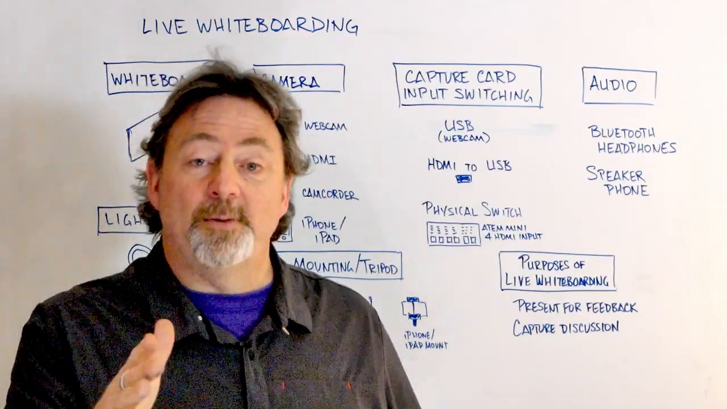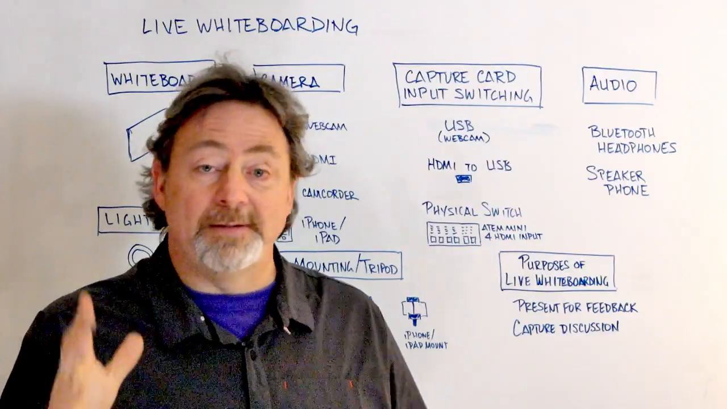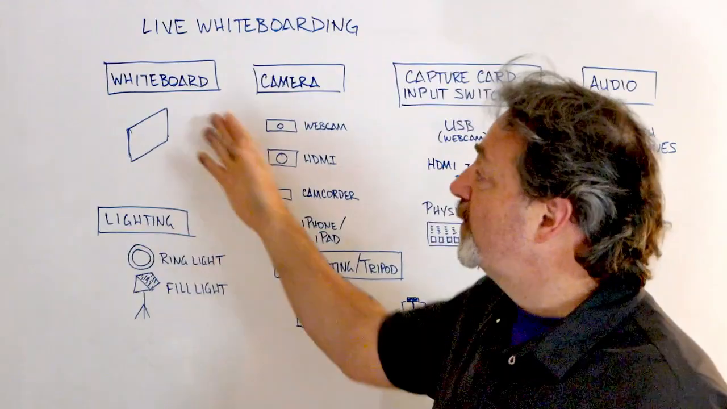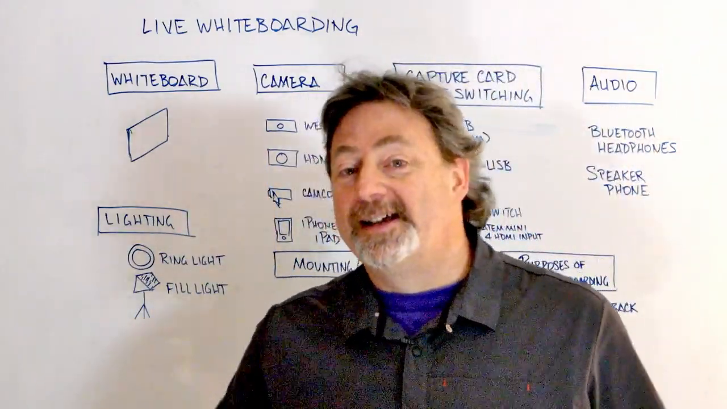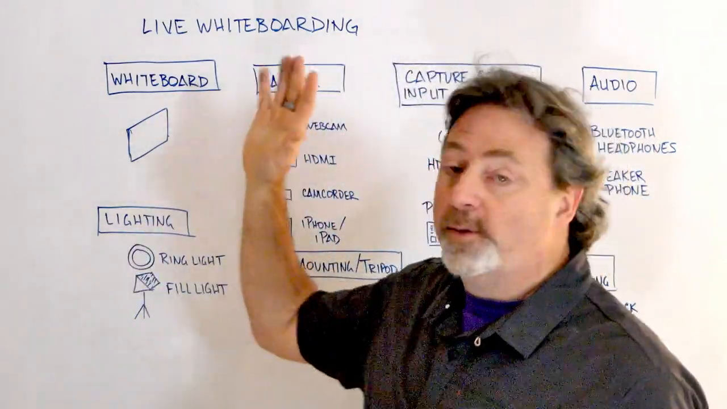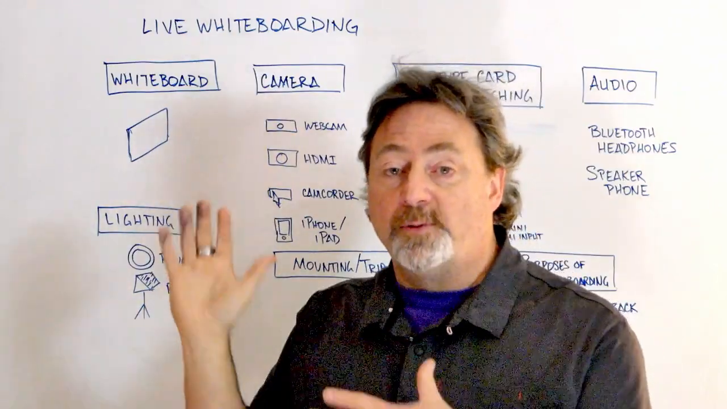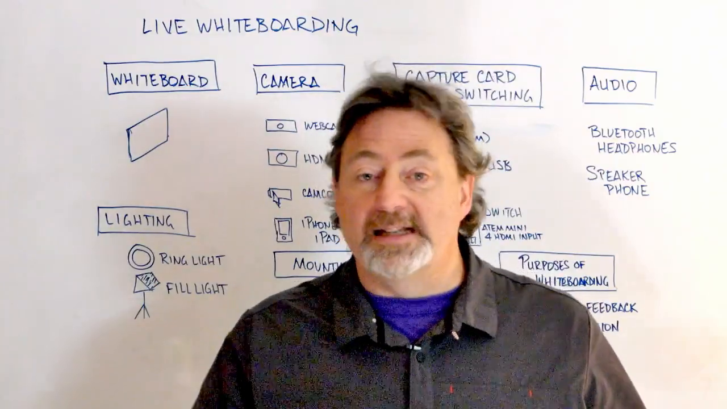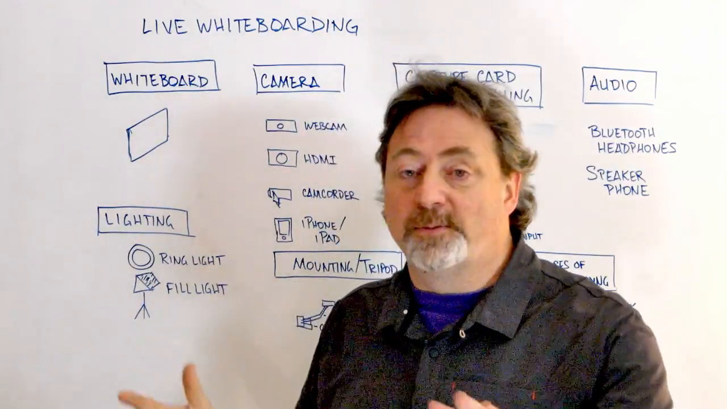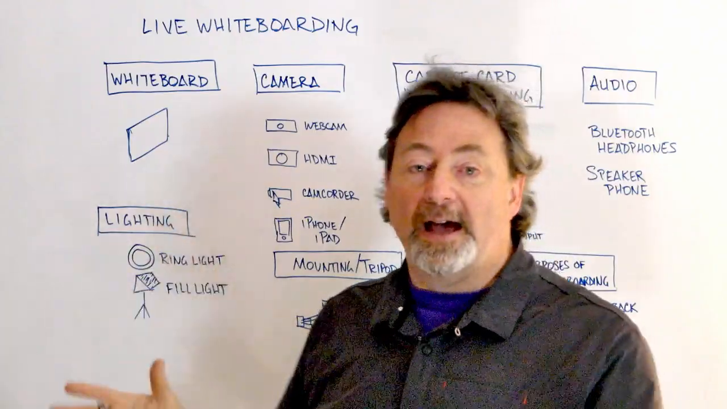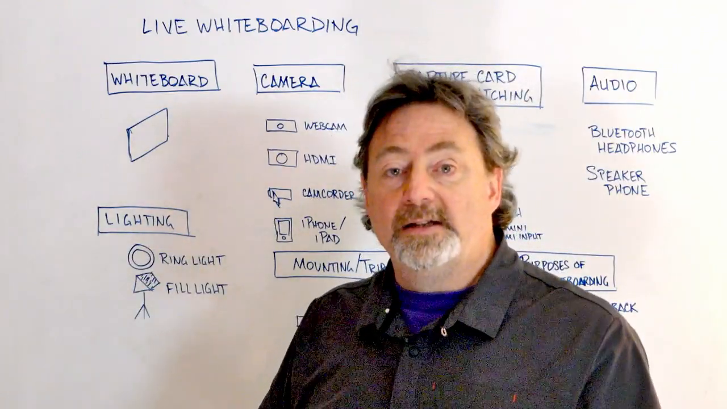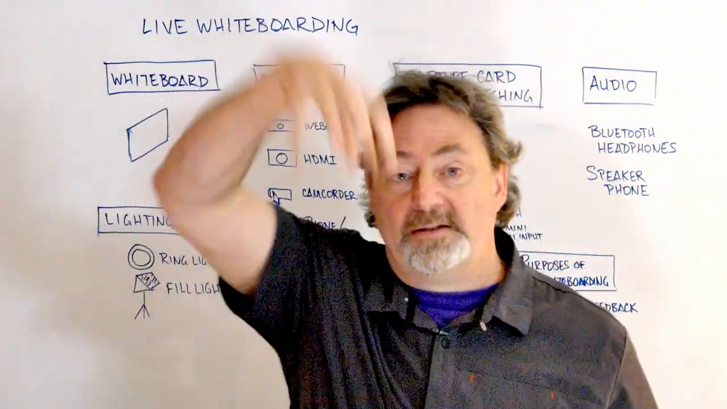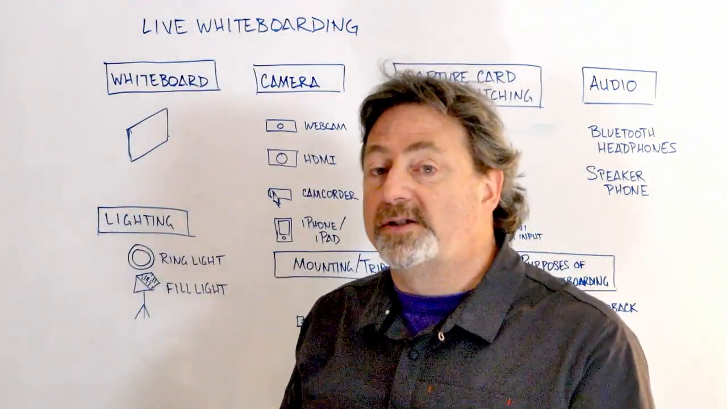All right, let me walk you through all the moving parts of live whiteboarding setups. So first of all, you need a whiteboard, right? Lots of setups here. You can have one mounted on the wall, you can have a rolling one. There's different formats, different sizes, all sorts of different ways to do this. You could even have a big piece of paper, and you could use mounting arms and have it aimed down.